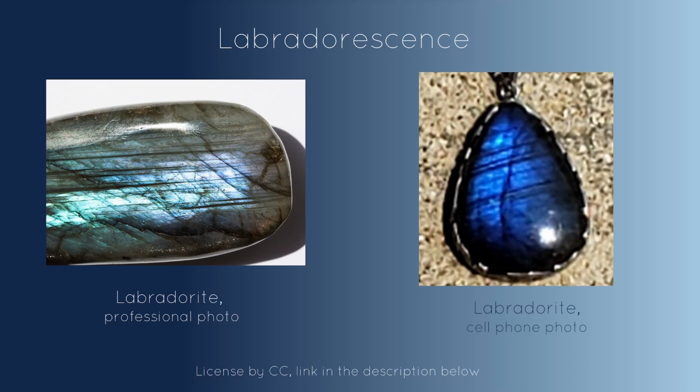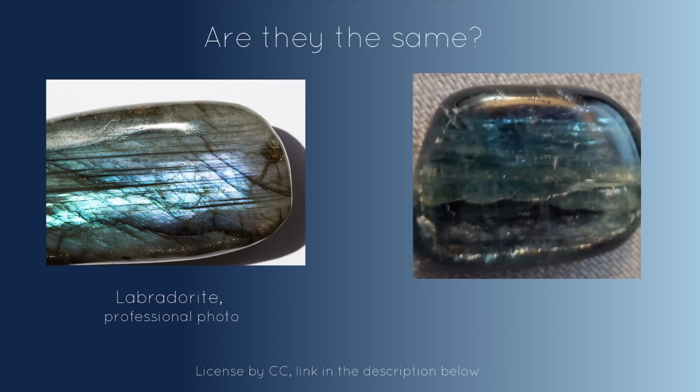The picture on the right is a beautiful pendant, but you can only see, because it's a cell phone picture indoors, that it is a shiny blue stone. But they're both labradorite. Another test, are these stones the same? We see some sort of play of colors, similar colors here to the one on the left. However, this is blue kyanite. That shows the effect of chatoyancy, the bands.